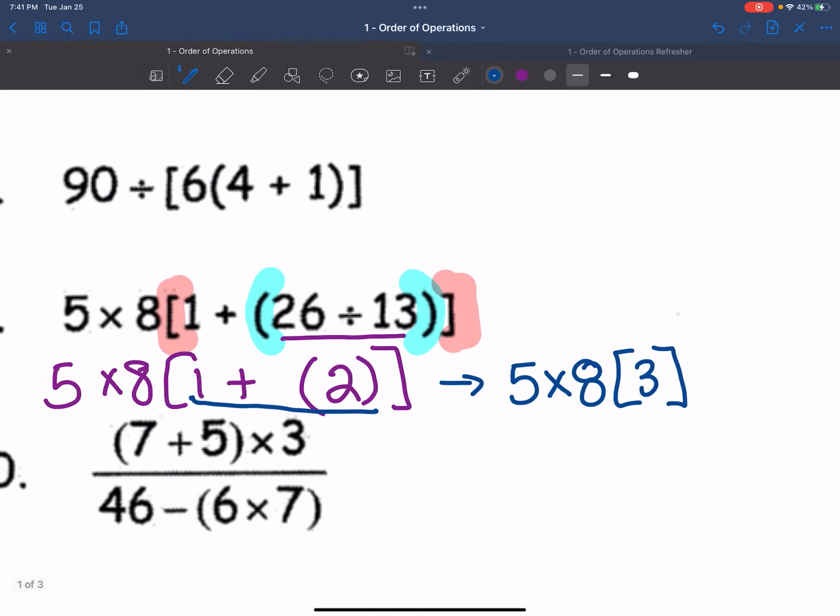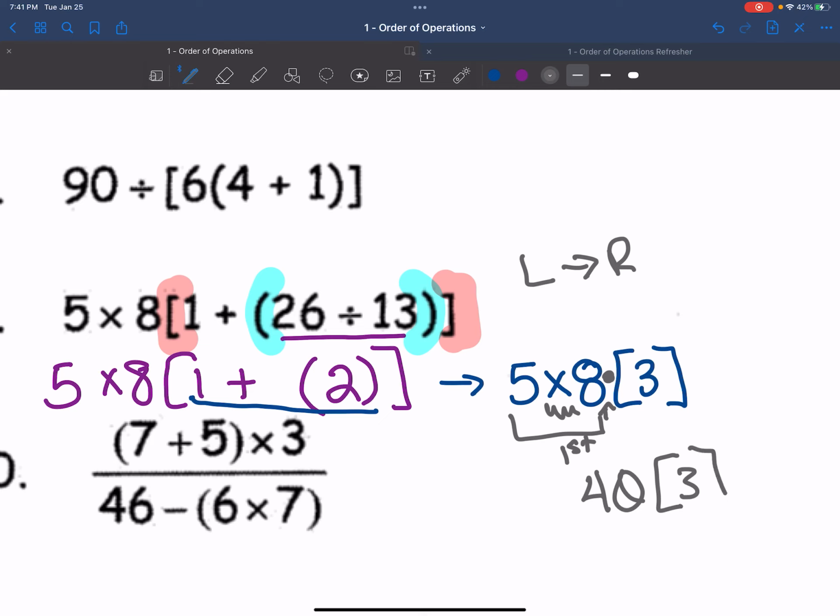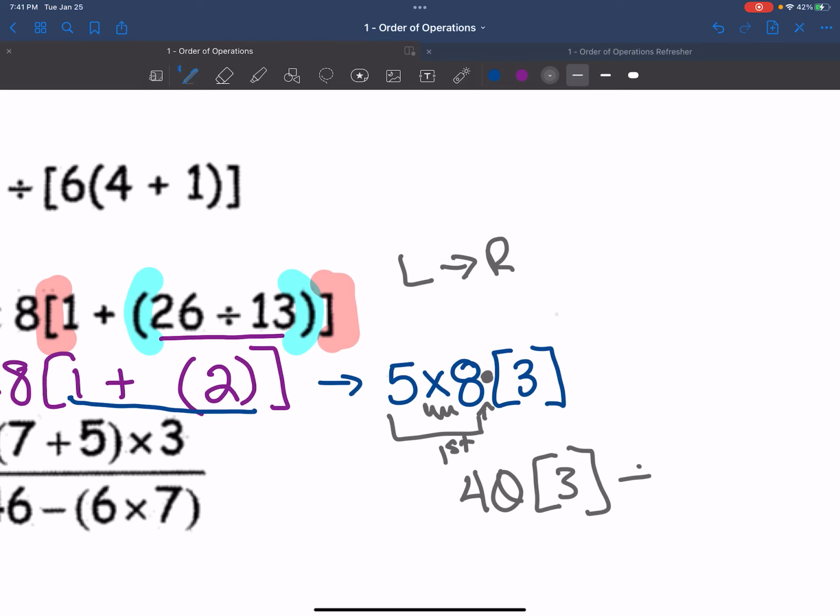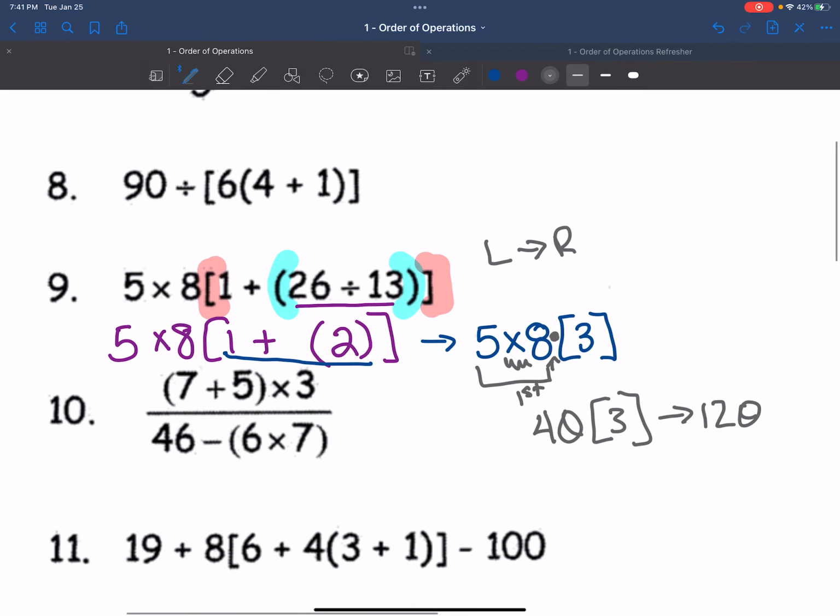Okay. Next up, we have multiplication. And remember, this 8 right up next to this 3 here means multiplication. And since we have multiplication here and here, we go from left to right. So 5 times 8, we'll do 5 times 8 first. That's going to give us 40. So now we have 40 times 3, which is going to give us 120. And you can look at what letter that is next.